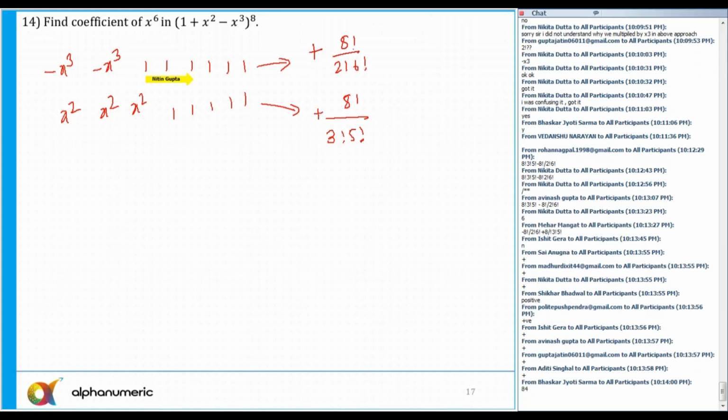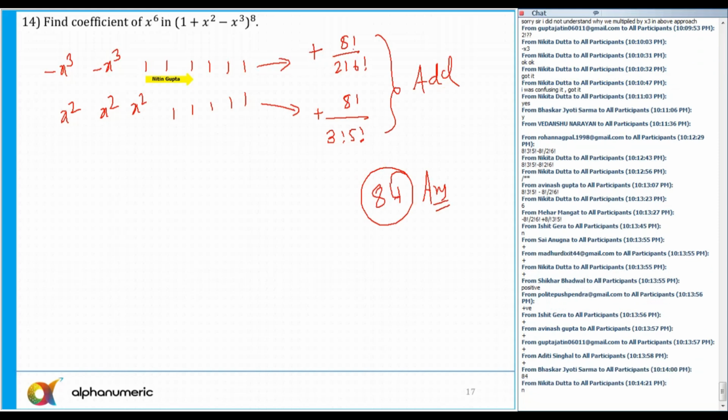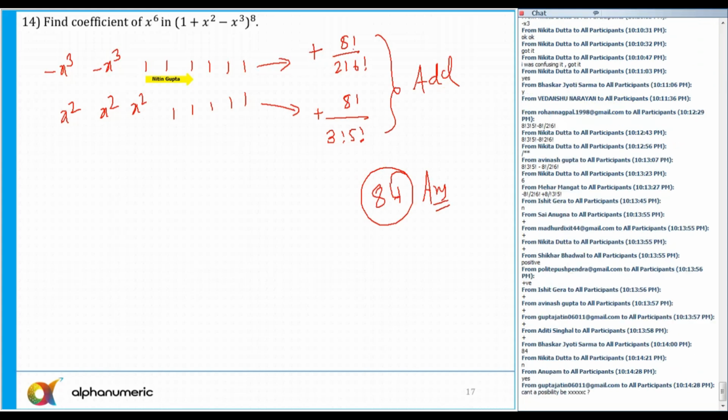Add these two. If I add these two, the answer comes out to be, that's right, Bhaskar, 84. And this is the answer. So any doubts to anyone now? Clear? I think this method is much easier in comparison with the second approach of making cases. Mostly you'll get 2 to 3 cases.